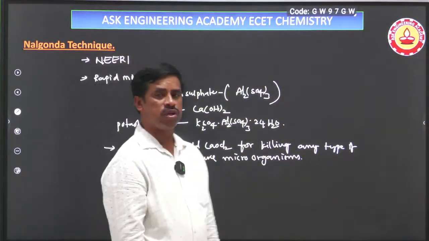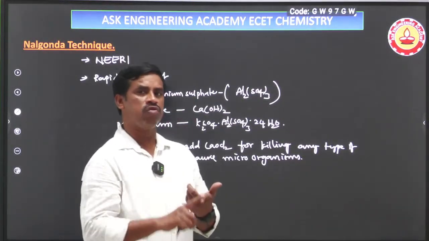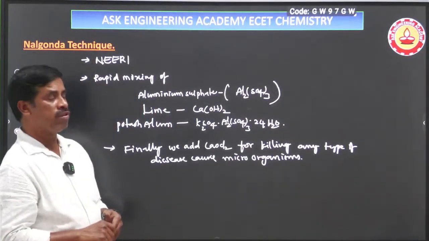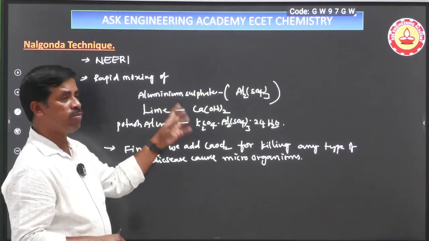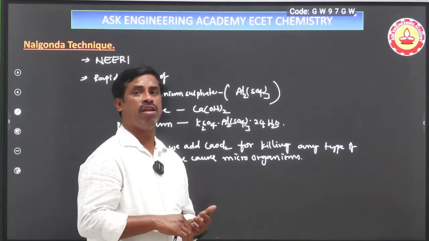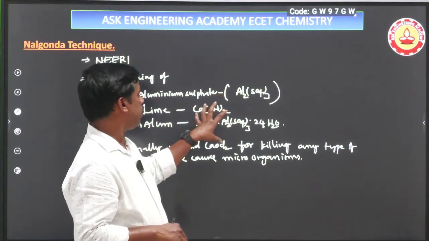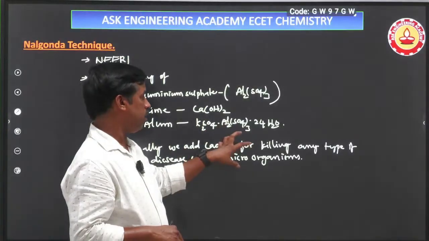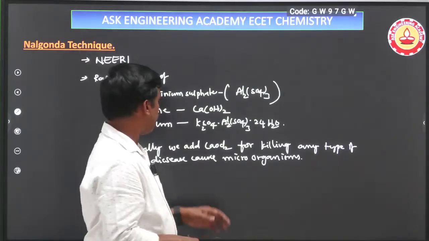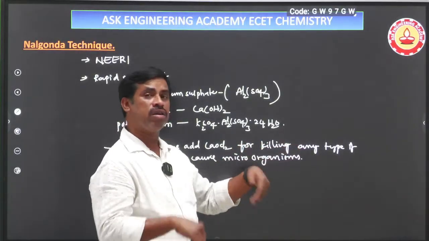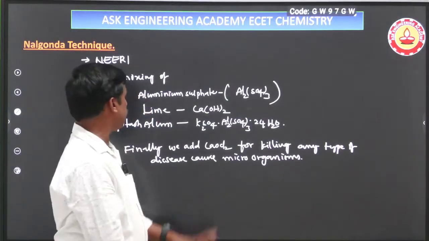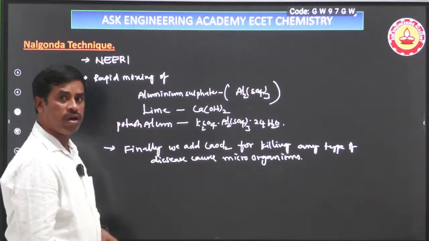Nalgonda technique is developed by NEERI, National Environmental Engineering and Research Institute, Nagpur. The rapid mixing of these three chemicals minimizes the fluorine from water, maintaining optimum levels by reacting with this aluminum sulfate, calcium hydroxide and potash alum, etc. For removing fluorine, finally we are going to add bleaching powder, and also whatever disease causing microorganisms may be present, that is also going to kill. This is about Nalgonda technique.